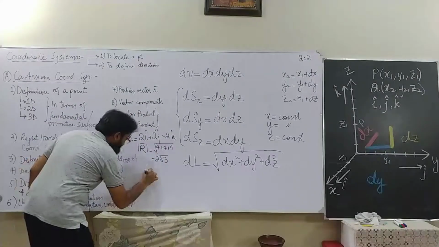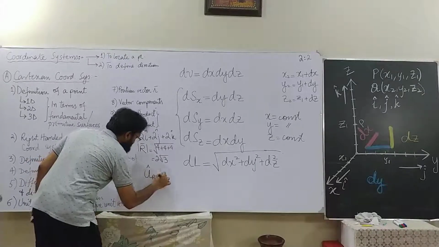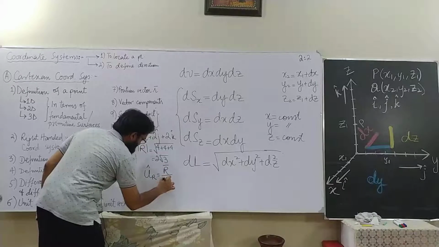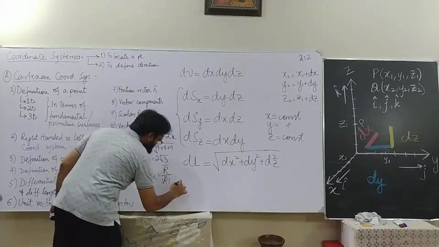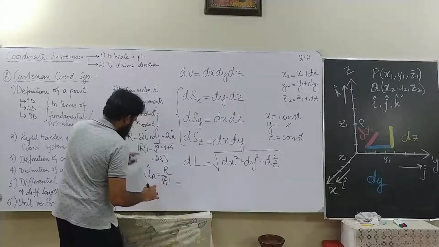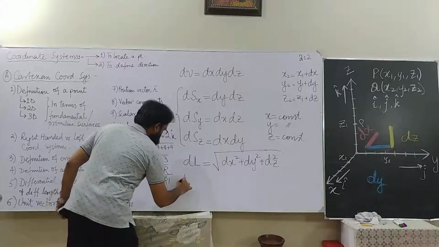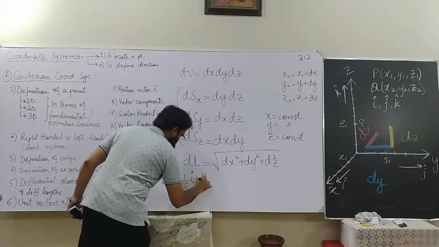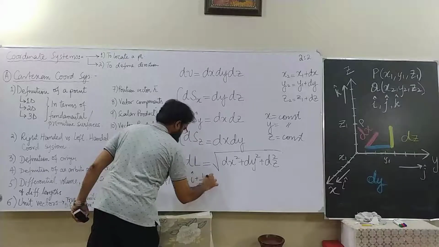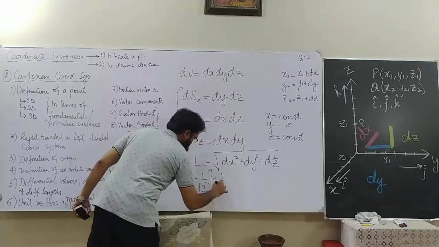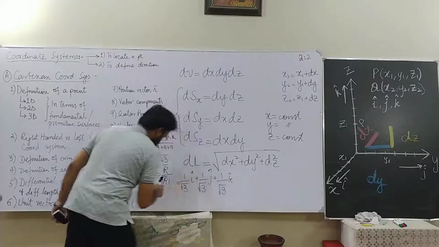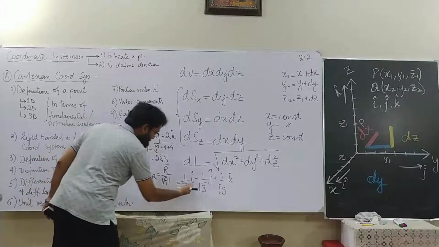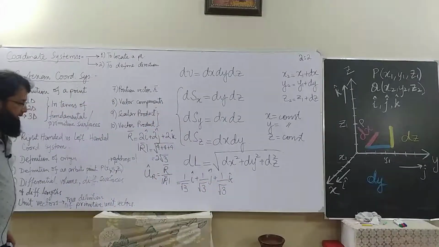So the unit vector in the direction of r is the vector r divided by its magnitude, and if I just divide these two quantities, I will get 1 upon under root 3 i plus 1 upon under root 3 j plus 1 upon under root 3 k. This is a unit vector, no doubt about it, but this unit vector is being defined in terms of these primitive unit vectors.